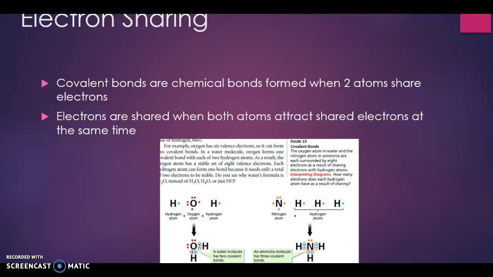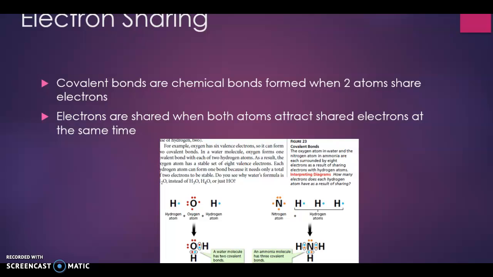Covalent bonds are different in the fact that they're just shared. Like we have 4 and we have 4. Oh, let's just share them. Or we have 5 and 3. Let's just share them. That's kind of how covalent bonds work. So they're bonds that are formed when 2 atoms share the electrons. Well, we'll talk about that later. But for the most part, they share them very equally, and they attract the shared electrons at the same time.